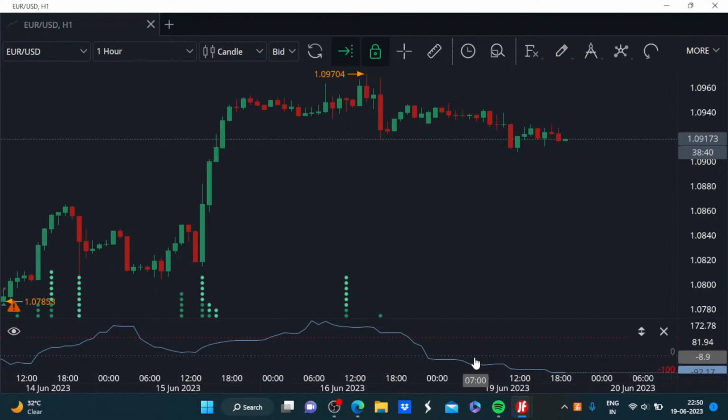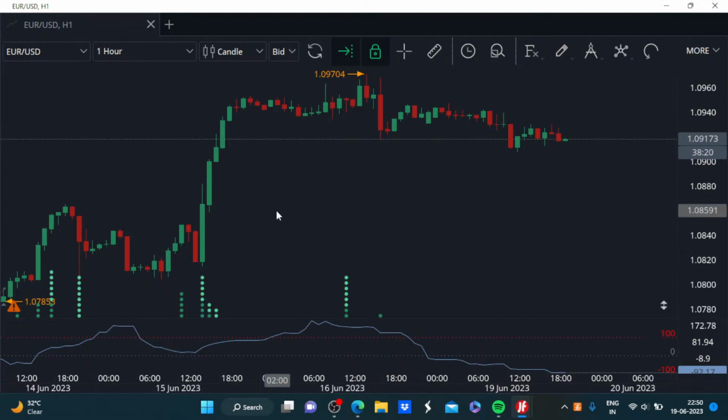And when the output of this indicator is below minus 100, that is an indication of a strongly bearish trend. So accordingly, we can start looking for a possible short selling trade and try to take advantage of the situation.